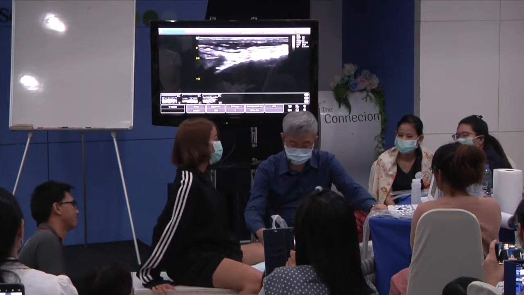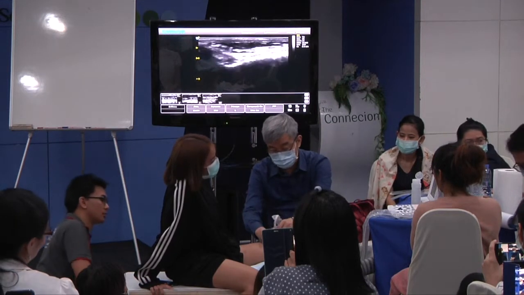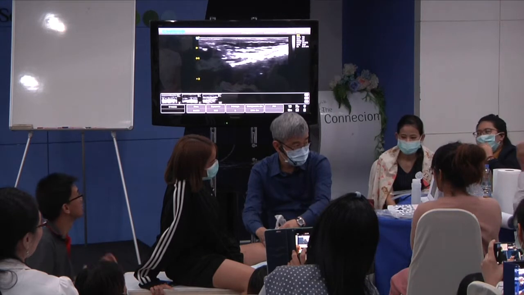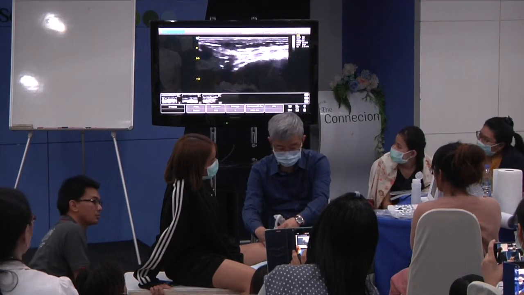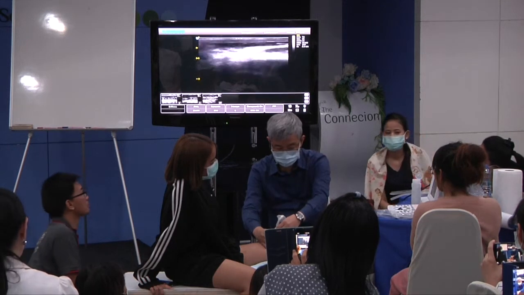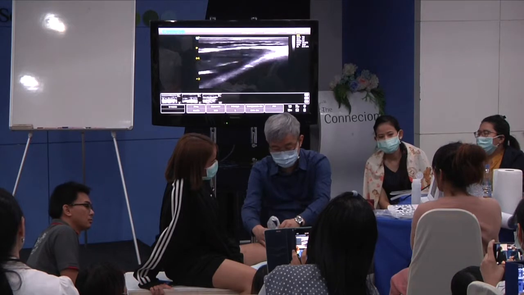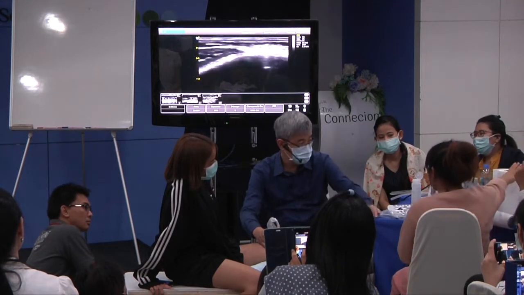Find the rachis, then turn 90 degrees. Straight forward. Do not move, then turn 90 degrees. Do not do this. Turn 90 degrees. Sorry, wrong direction. Okay, then move posteriorly.